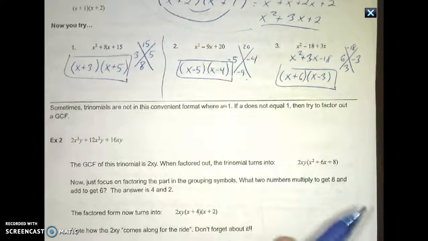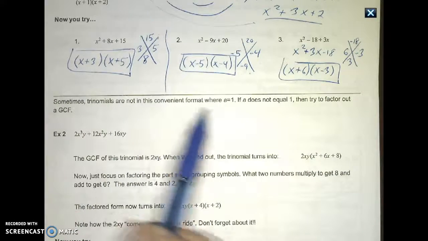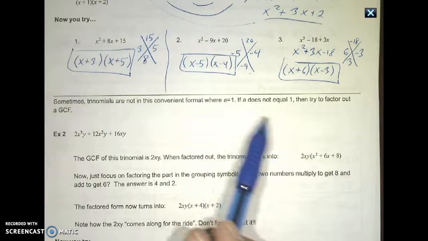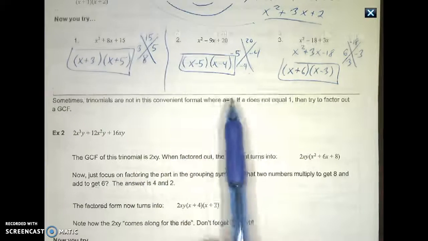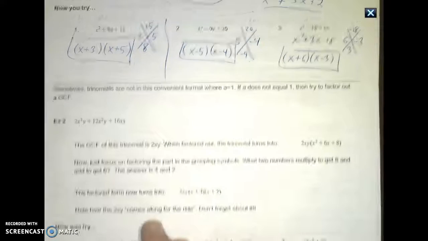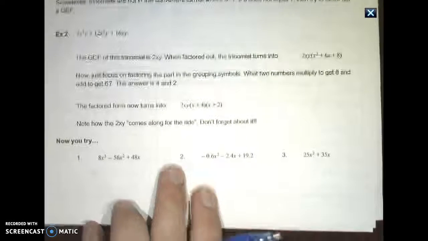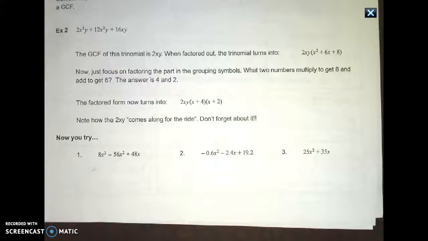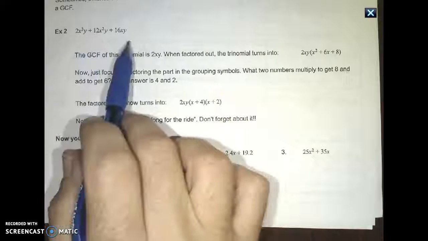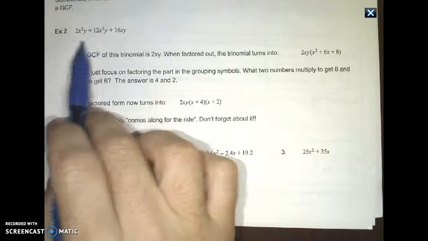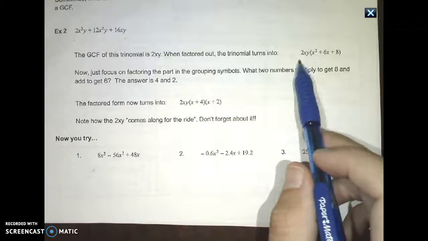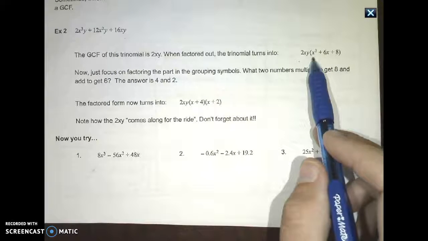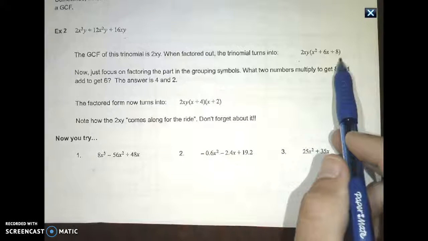We are going to get a ton of practice with this because we have to get good at it. Now, sometimes trinomials are not in this convenient form where a is equal to 1. If a does not equal 1, then we try to factor out a GCF. The GCF is the greatest common factor. It's what goes into everything. So look at this example. It's kind of crazy: 2x to the third y plus 12x squared y plus 16xy. The GCF is 2xy. All three of these terms have a 2 that can go into it, an extra x, and an extra y. So if you take 2xy out, I'm left with x squared plus 6x plus 8.